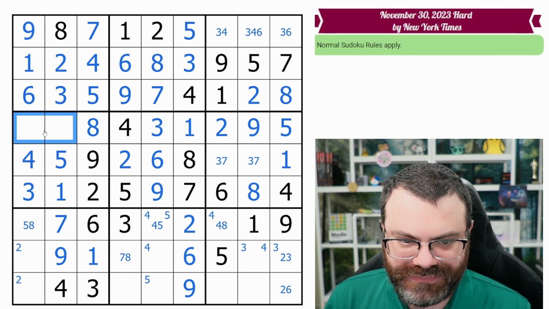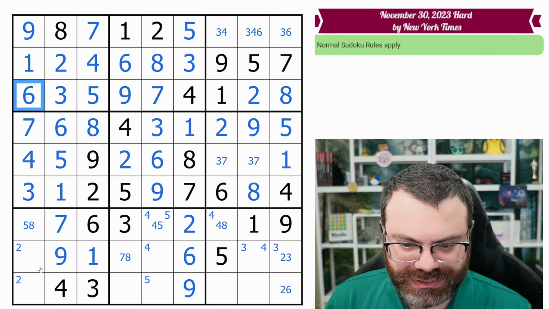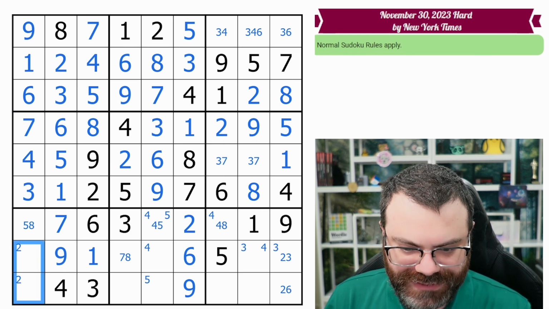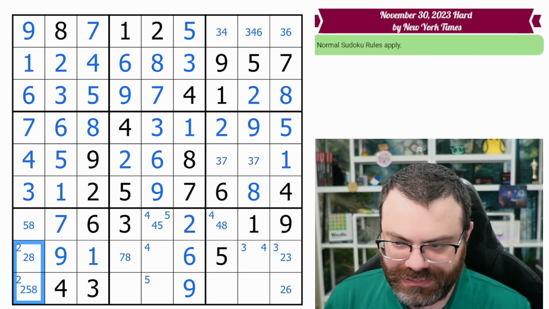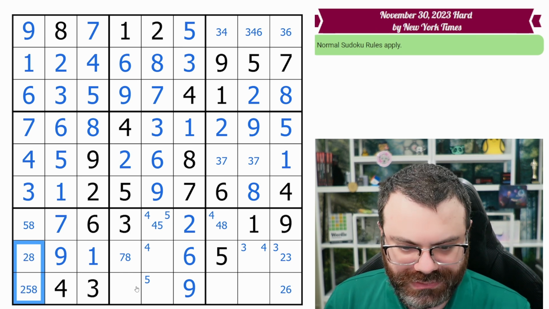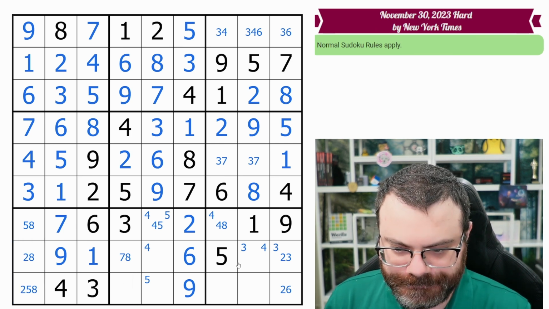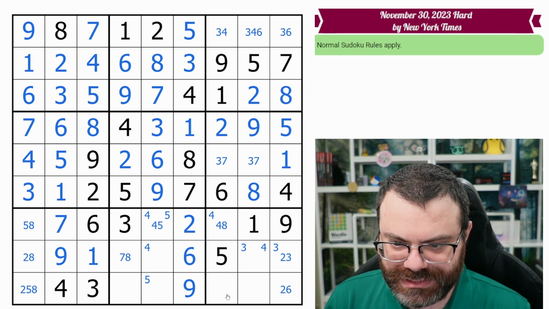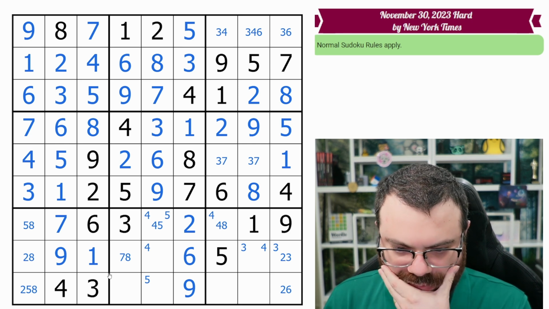This is 6 and 7. We know the order because of that 6. This is 2, 5, 8. Okay. Oops. I meant to clear the corner marks. Okay, I guess I just have to pencil.